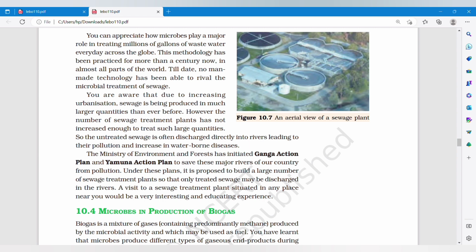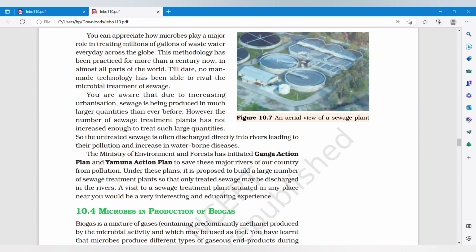You are aware that due to increasing urbanization, sewage is being produced in much larger quantities than ever before. However, the number of sewage treatment plants has not increased enough to treat such large quantities, so the untreated sewage is often discharged directly into rivers, leading to their pollution and an increase in water-borne diseases. The Ministry of Environment and Forests has initiated the Ganga Action Plan and Yamuna Action Plan to save these major rivers of our country from pollution.